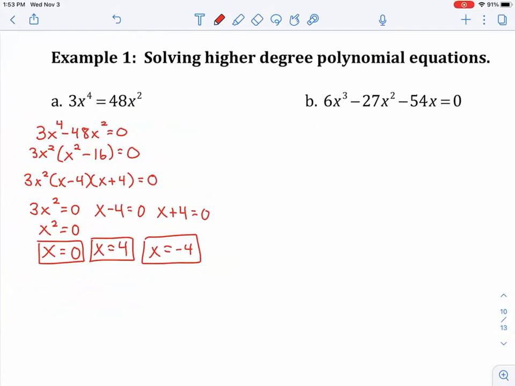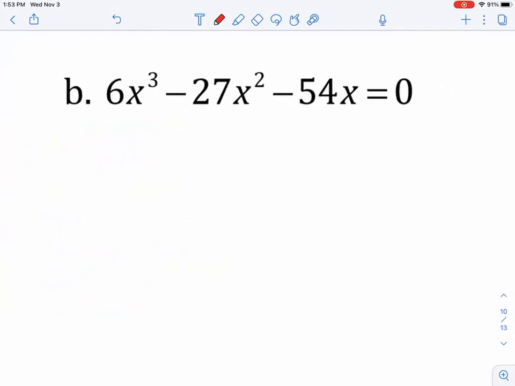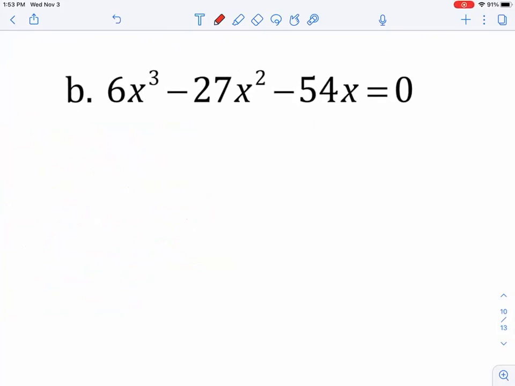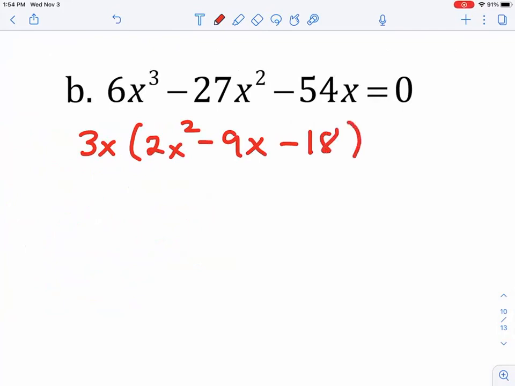That looks hard to factor the way it is, and I think it is hard because we have a GCF. It looks like I can take x out, but 6 goes into 6 and 54, but not 27, so I could take a 3x out. So I could write that as 3x times 2x squared minus 9x minus 18 is equal to 0. Okay, so I factored the 3x out of that.